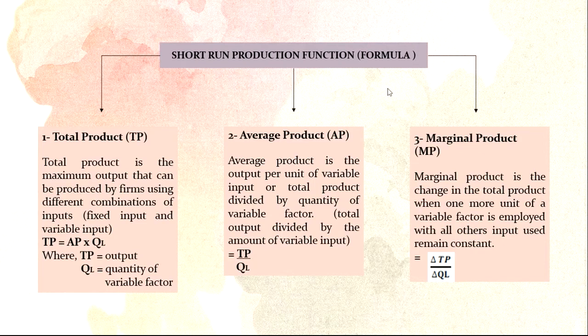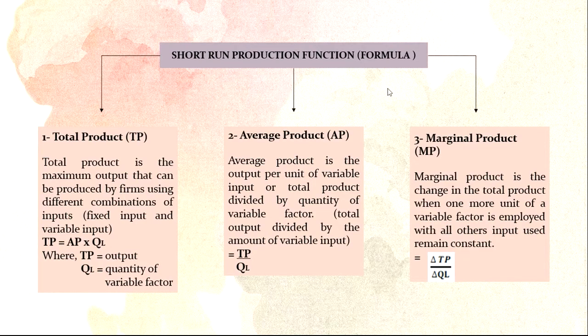The second one is average product. The short form is AP. The average product is the output per unit of variable input, or total product divided by quantity of variable factor. Total output divided by the amount of variable input.